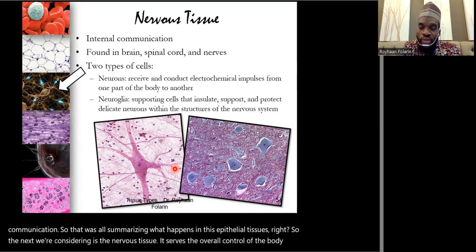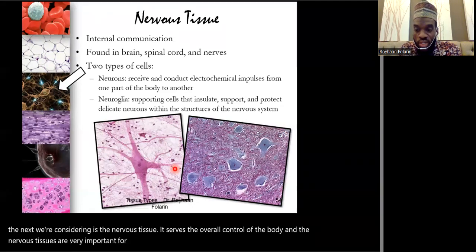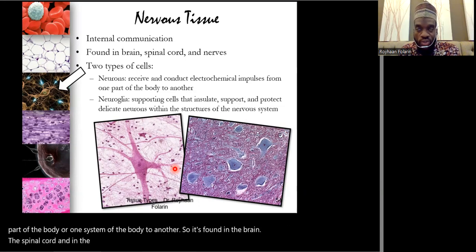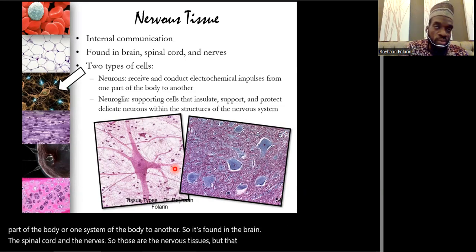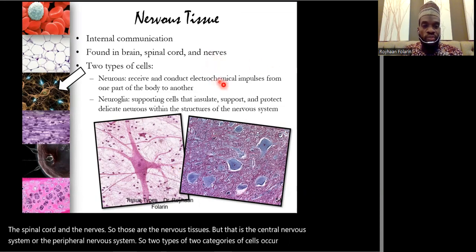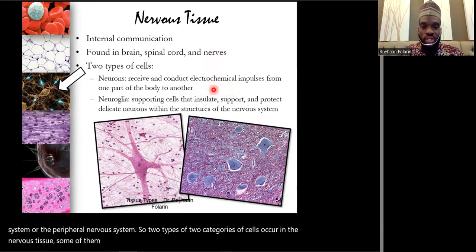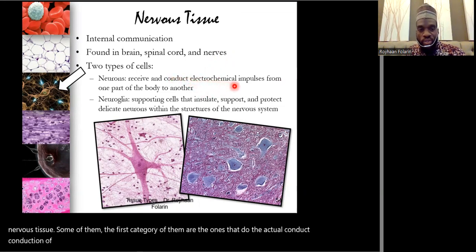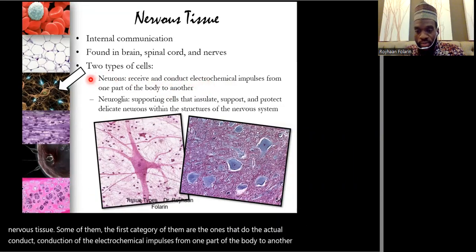And the nervous tissues are very important for internal communication of one part of the body or one system of the body to another. So it's found in the brain, the spinal cord, and in the nerves. So those are the nervous tissues, whether it's the central nervous system or the peripheral nervous system. So two categories of cells occur in the nervous tissue. The first category are the ones that do the actual conduction of the electrochemical impulses from one part of the body to another. That's referred to as the neurons.